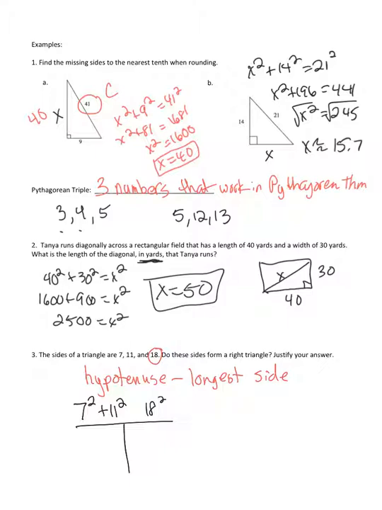If they're the same, then it means it's a right triangle, and the Pythagorean theorem works. 49 plus 121, and 18 squared is 324. When you get done, you get 170 and 324. Nope, they do not match, so the answer is not a right triangle. And that's how you justify your answer, by showing your work. If those values were to work, like if you used the 40 plus the 30, and then the other side was 50, you would find it would work. You get a true statement, and then it would be a right triangle.